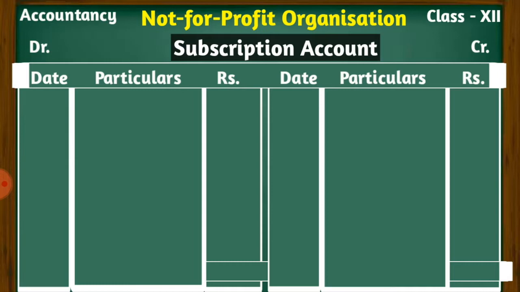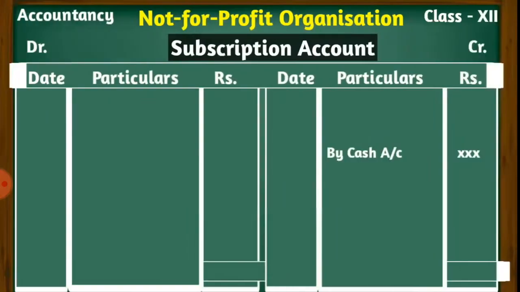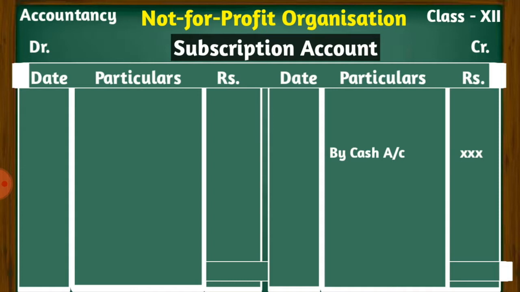Let us take an instance in your mind: amount received for subscription. What will be the journal entry for this? Obviously, for the amount received for subscription in the books of a non-profit organization, the journal entry will be cash account debited to subscription account. Now if we make the ledger posting of this journal entry in the subscription account, we will write it as by cash account, amount received for subscription.